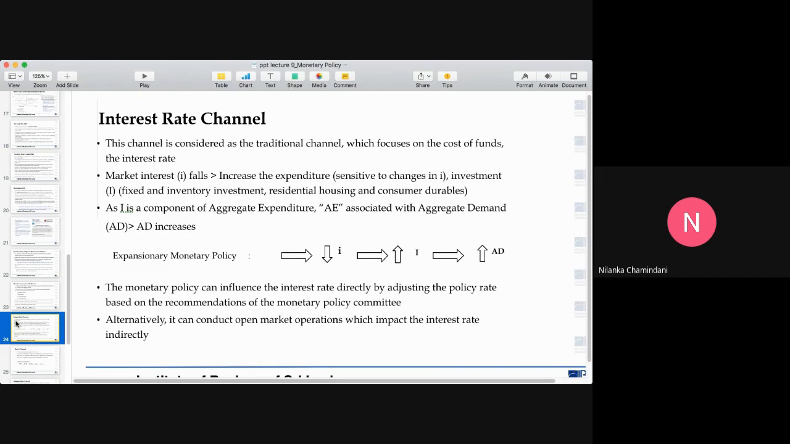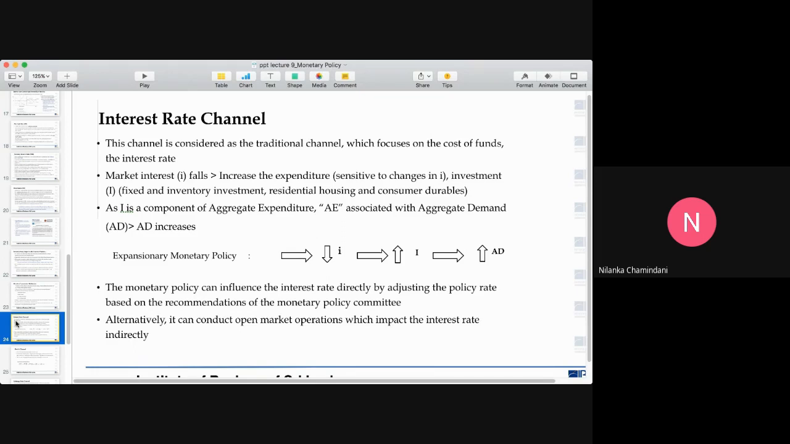Both these components come under the aggregate expenditure side, so it is associated with aggregate demand. Aggregate demand increases when you spend more and more, as we discussed in the first place under this topic. So in a situation where we have to boost the economy, the central bank can follow an expansionary monetary policy, like we did during the pandemic situation.